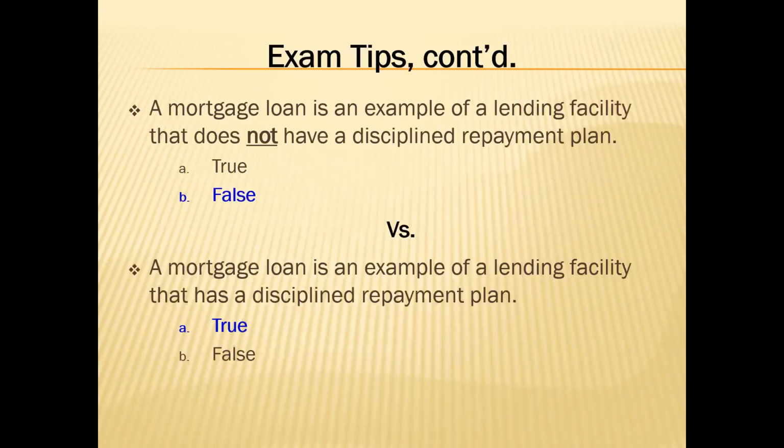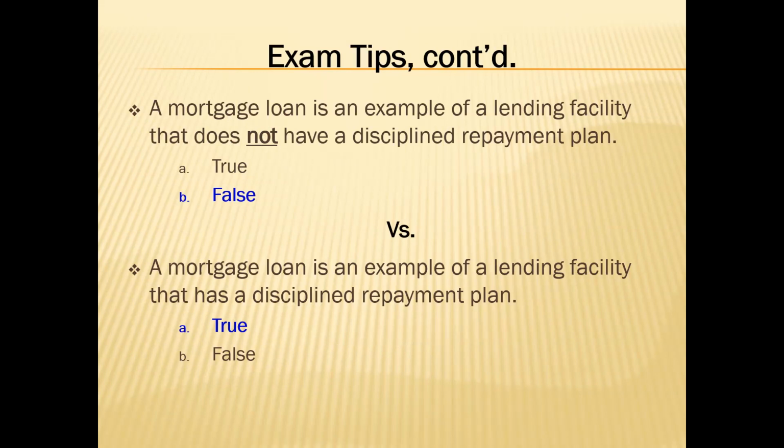So, for example, we have here: a mortgage loan is an example of a lending facility that does not have a disciplined repayment plan. Okay. Versus: a mortgage loan is an example of a lending facility that has a disciplined repayment plan. So look out for words like I said earlier, such as not or except. Okay, they will not be underlined or bold in the question, so you have to look out for them.